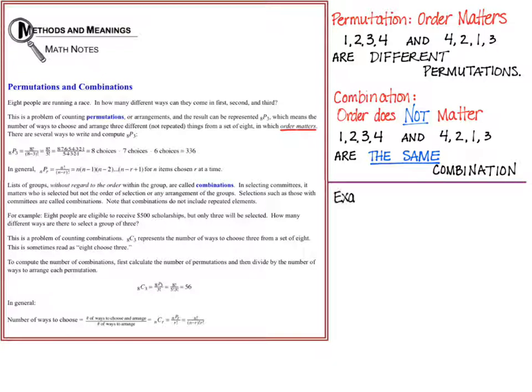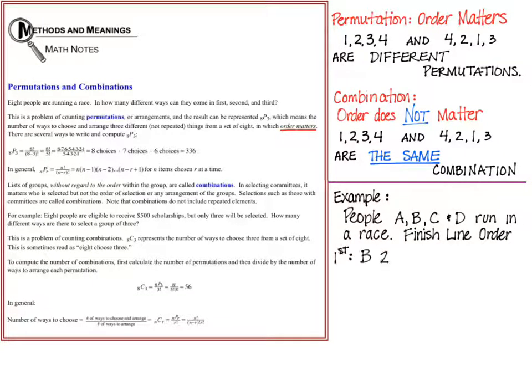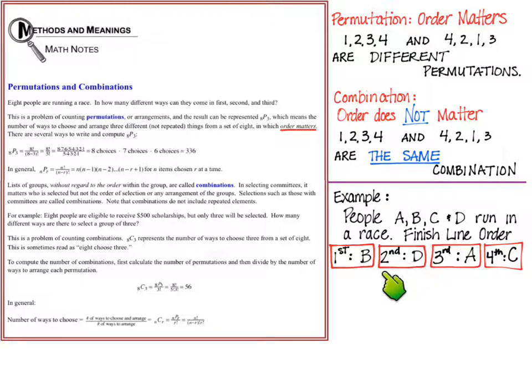And so here's two examples. The first example is there's people A, B, C, and D, and they run in a race, and at the finish line, there's definitely an order. Somebody came in first, and that was person B. And somebody came in second, and that was D. It would be very different if D was here and B was here. It makes a difference in the order. So this is a permutation because order matters.